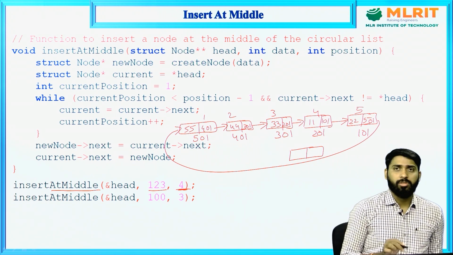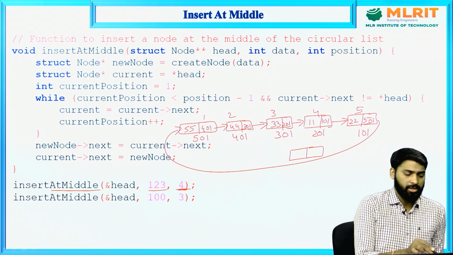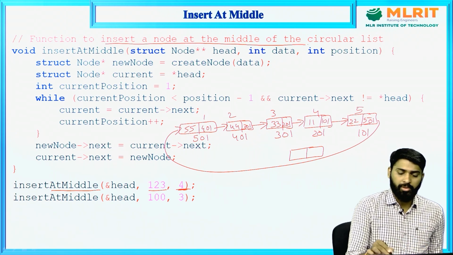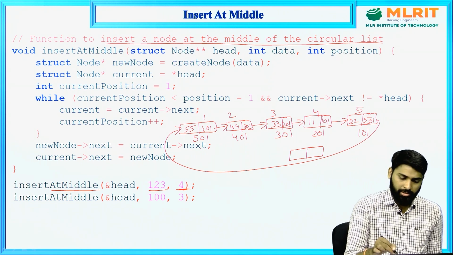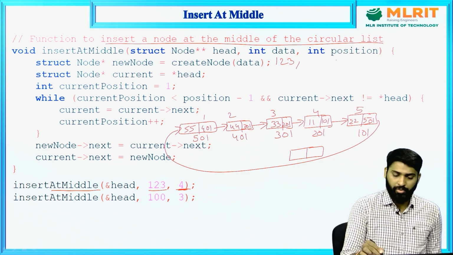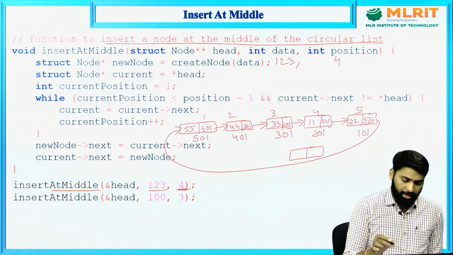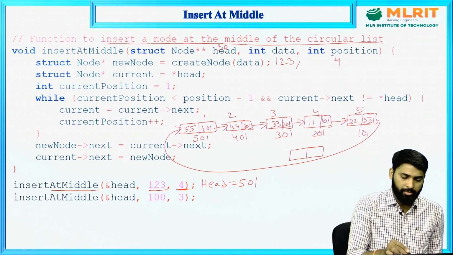So what is the purpose of insert at middle? This function inserts a node at the middle of the circular list. Here we are going to provide the data. What is the data? 1, 2, 3 and the position. What is the position? 4. And the head address is head equals to 501 in this case. So head is 501.